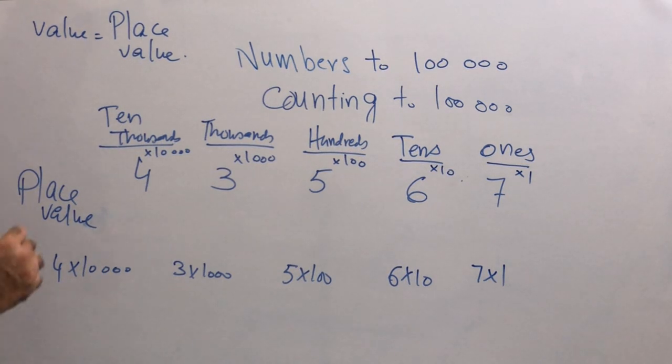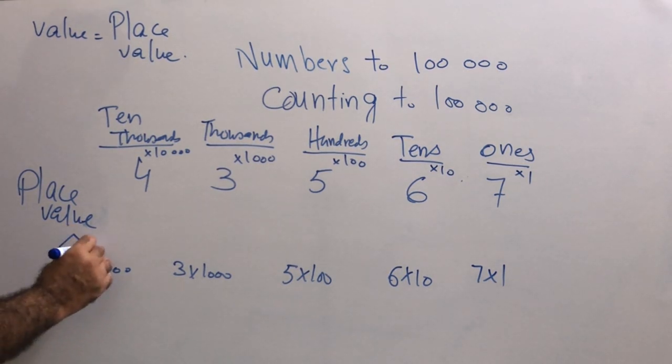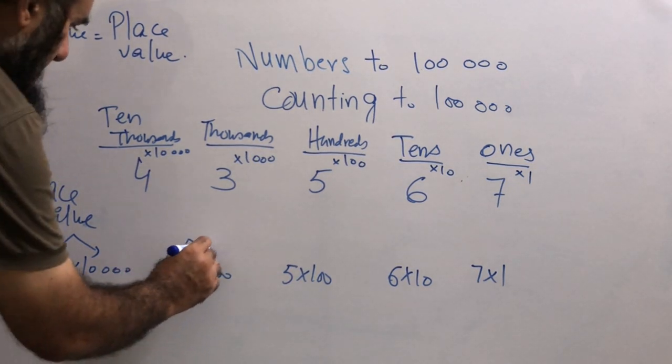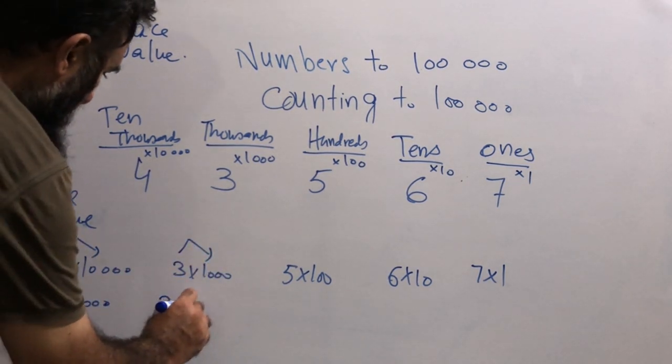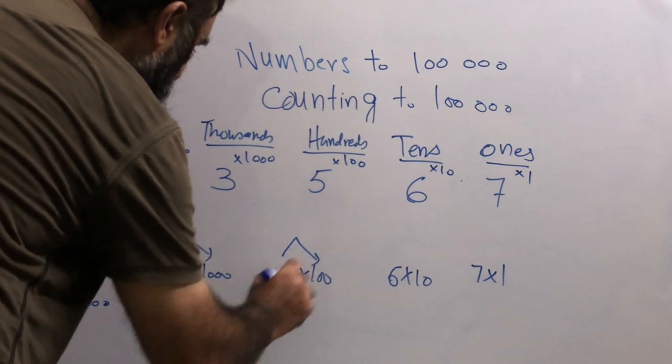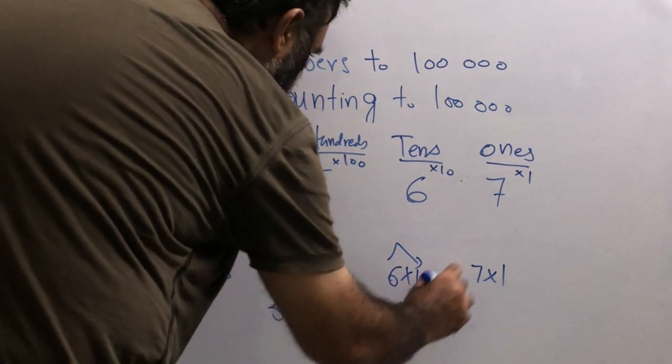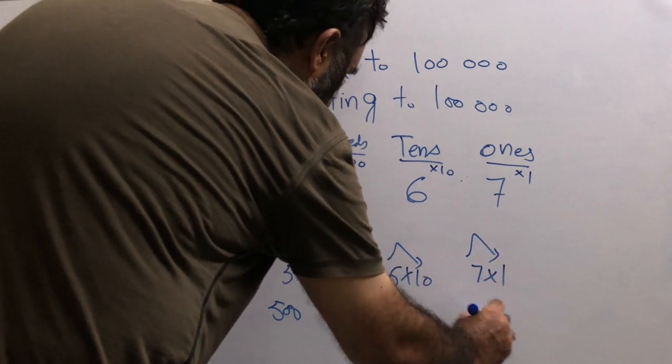Okay. So let's move ahead. 4 into 10,000 is equal to 40,000. Okay. 3 into 1,000 is equal to 3,000. 5 into 100 is equal to 500. 6 into 10 is equal to 60. 7 into 1 is equal to 7.